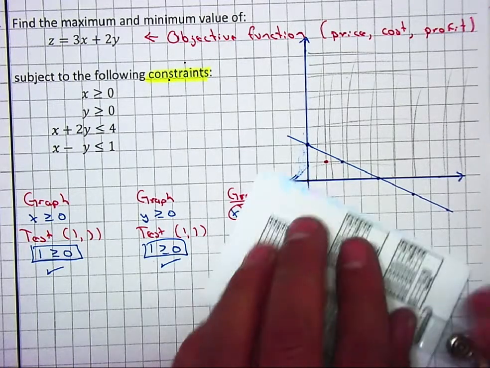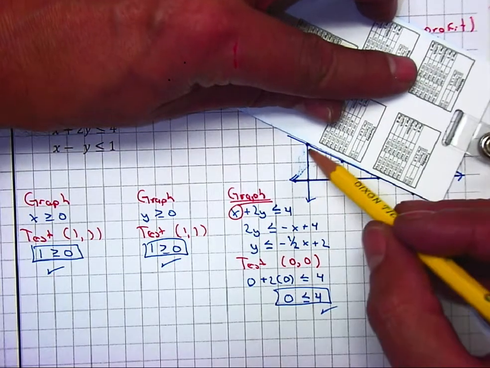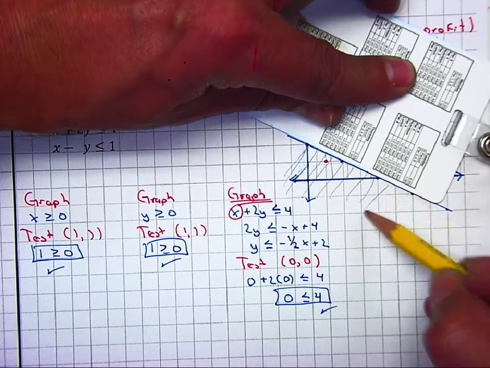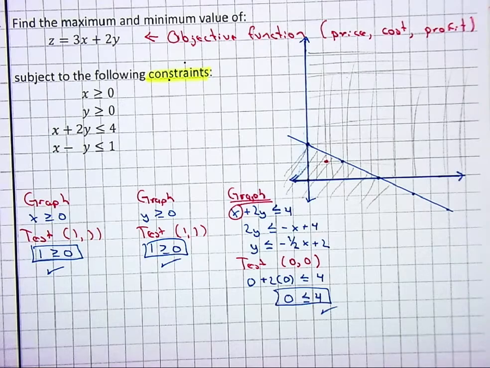So therefore, I shade towards the 0, 0. Notice that right now, without graphing the fourth one, we have that triangle as the set of solutions. So therefore, let me go and graph the last one.